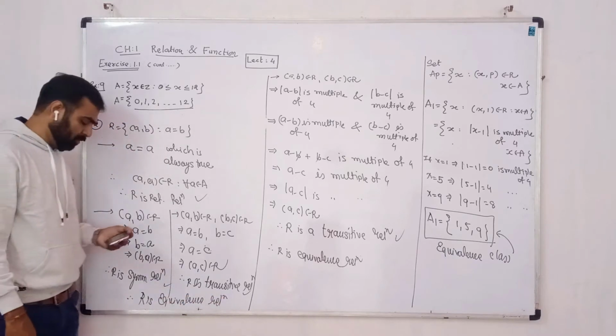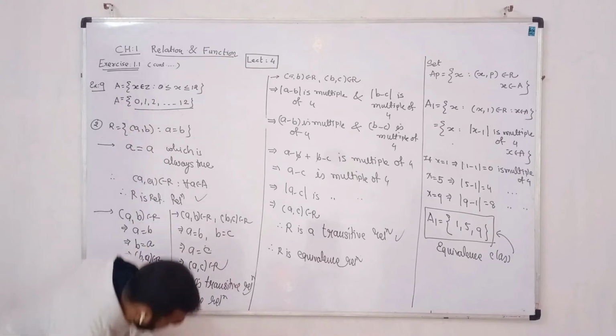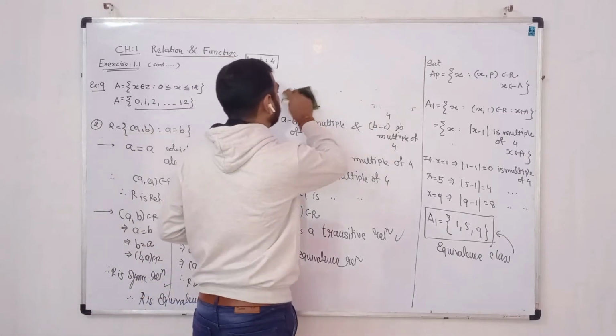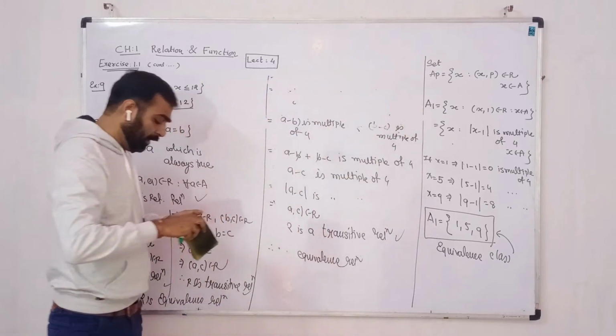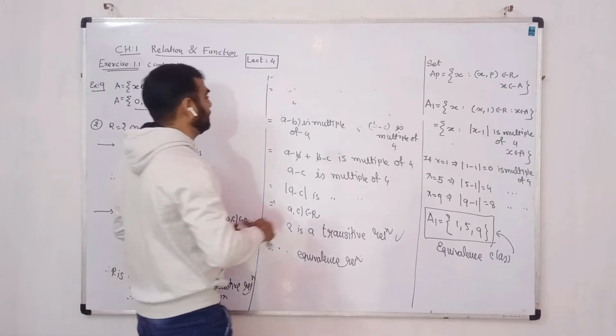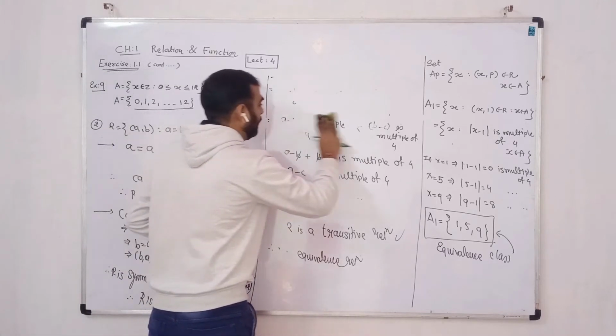Okay, now once again we have to find out the set of all elements related to one in each condition. In this also, what do we have to do? We have to find the elements related to one.